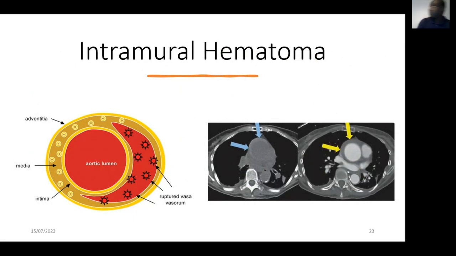Okay, the next topic we'll talk about quickly is the intramural hematoma. It just means the vasa vasorum ruptured, with blood in the tunica media. And this is how you see it on CT scan. You see blood nicely here in this aorta, which is enlarged. You can compare this size to this size.